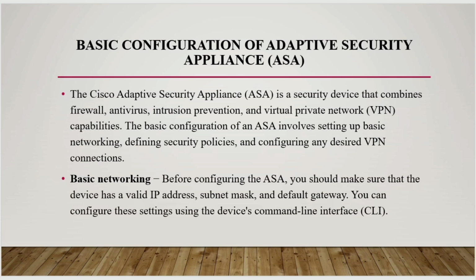The basic configuration of an ASA involves setting up basic networking, defining security policies, and configuring any desired VPN connections. Basic networking. Before configuring the ASA, you should make sure that the device has a valid IP address, subnet mask, and default gateway. You can configure these settings using the device command line interface.